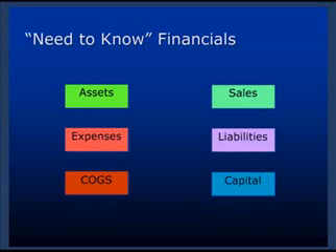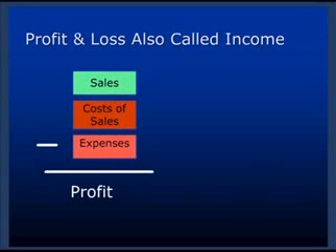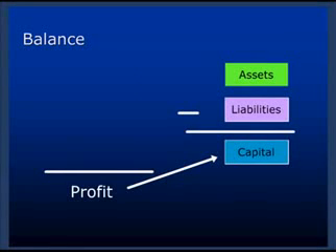Your financials are built on just a few key concepts that you need to know. Your profit and loss, also called income statement, takes sales and subtracts costs of sales, also called COGS or cost of goods sold, to calculate gross margin. And from gross margin, you subtract expenses, which would include interest and taxes and your regular operating expenses, to calculate profit. The balance sheet shows the financial position of the company at any given date.